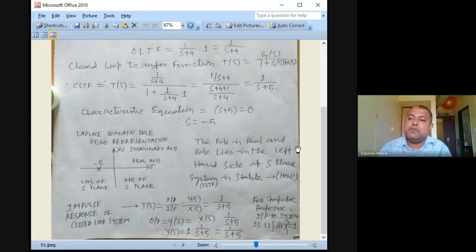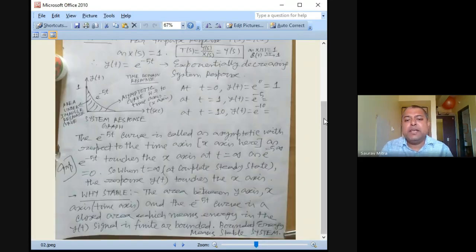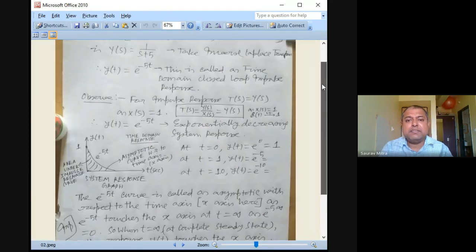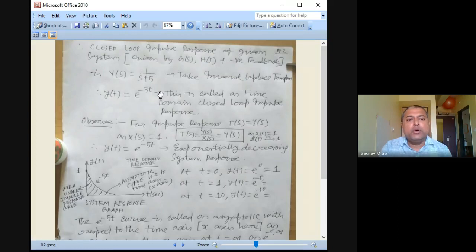So impulse response is equal to T(s) and step response is equal to T(s) by s. From there you have to go to y(t). Now how can you find y(t) from Y(s)? You have to take what is called the inverse Laplace transform, ILT. So the closed loop impulse response is given by the system. Now given G(s)H(s), you are finding Y(s) is equal to 1 by s plus 5. Take the inverse Laplace transform. Now we are going slowly towards the definition of stability.